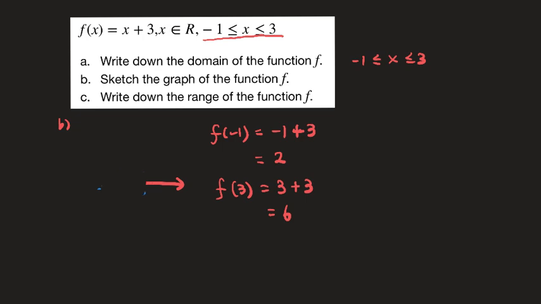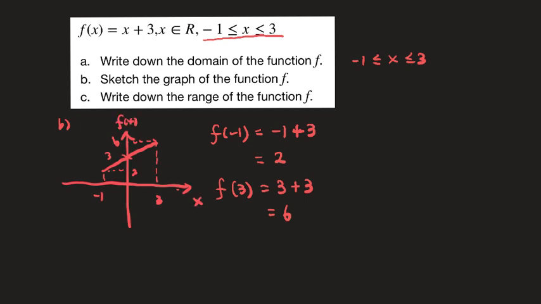Let's try to clean this. So the graph will be something like this. Somewhere like this. And this is -1, which is 2 here, and we know that this is 3. And the 3 here is 6 here. Okay, so basically this is the graph.